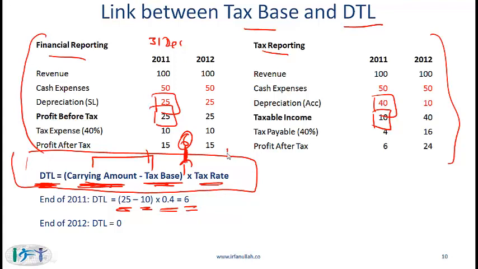What about at the end of 2012? There, the carrying amount is 0, tax base is 0, 0 minus 0 is 0, multiplied by any tax rate would be 0, so your deferred tax liability is 0. And as we saw earlier, if we look at the change in deferred tax liability over time, at the start of 2011, the deferred tax liability is 0. Then end of 2011, it goes up to 6. And end of 2012, it is back down to 0.